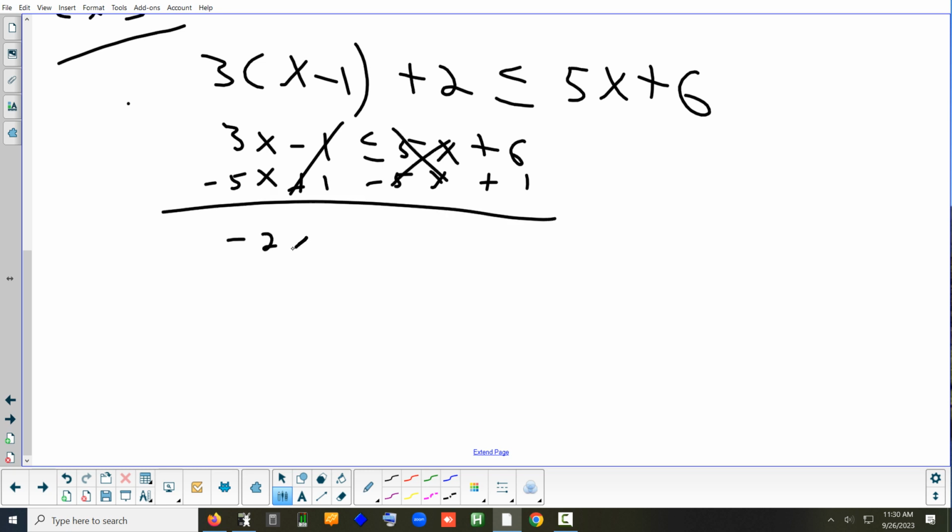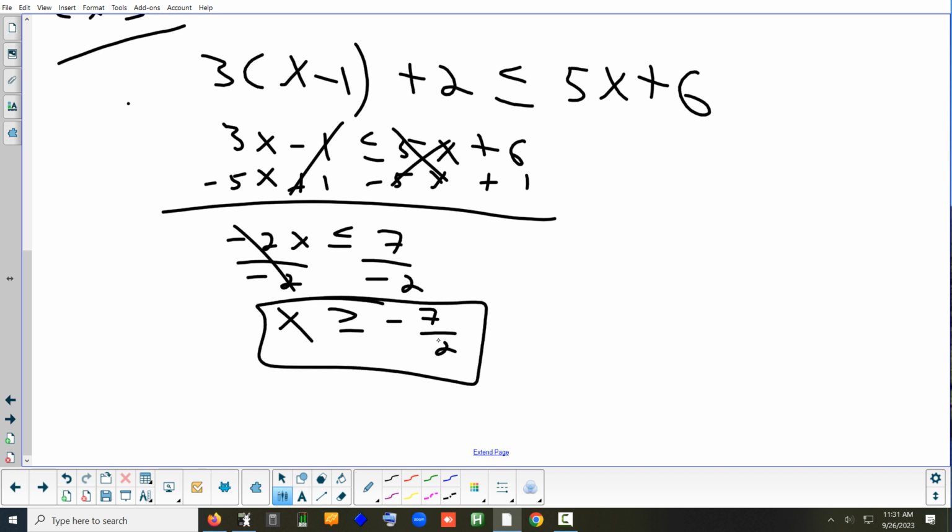Okay, so now that gives me -2x is less than or equal to 7. Now, Max, what's my last step? Getting rid of the -2 by dividing. Yep, and because we're dividing by a negative, what do we want to make sure we do? Yep, flip that sign right away. And we get x is greater than or equal to -7/2. You can leave your answer as an inequality, you could graph it, or you could write an interval. I'm just going to leave it like that.